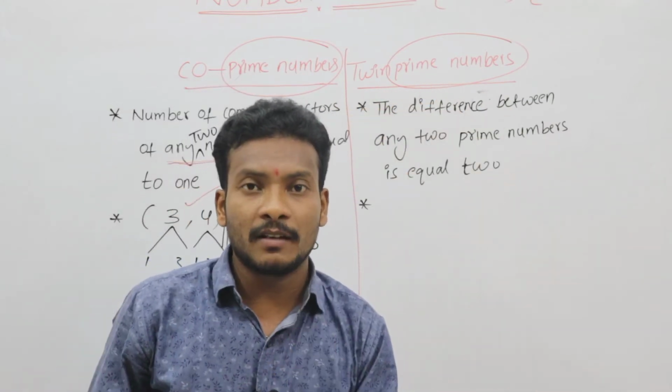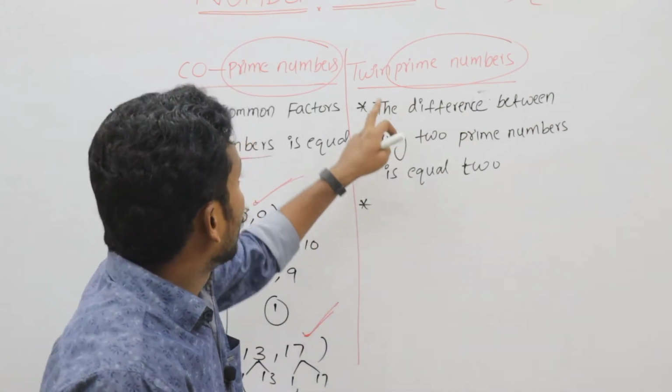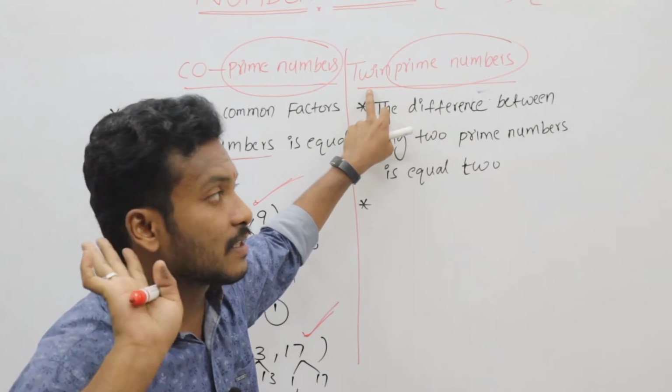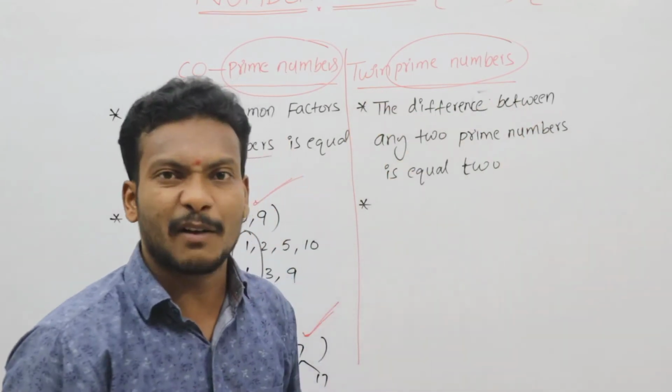What is meant by twin? Twin means same as it is. Twins means double, two. The difference between any two prime numbers is equal to 2.